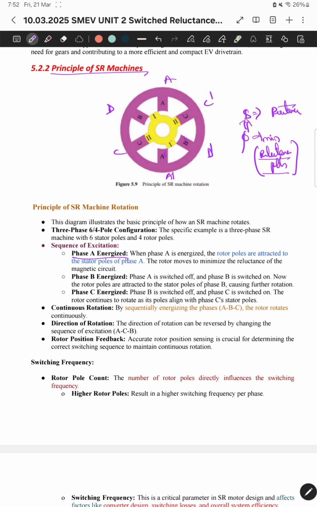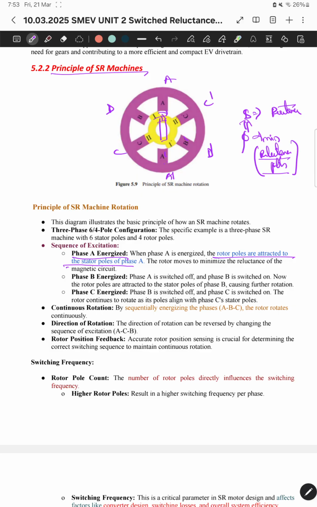Initially I will energize the A phase. Then automatically the rotor poles are attracted to the stator poles of that phase, so the rotor pole slightly tilts and shifts to the A phase. A minimum reluctance path is generated, so the rotor poles will be shifted towards A dash. Once it is shifted, I will disconnect it. It shifts because of the minimum reluctance path.